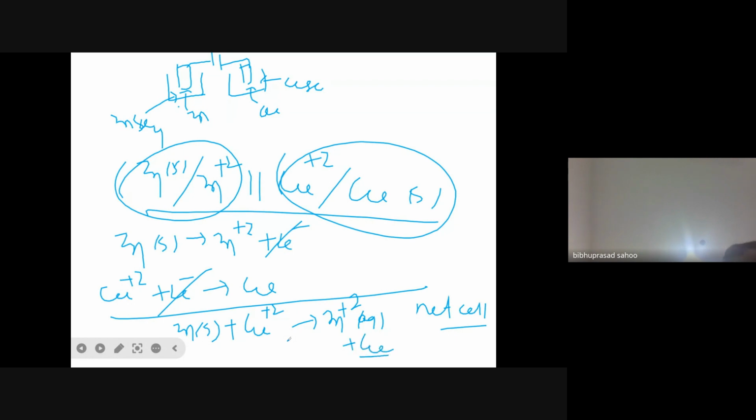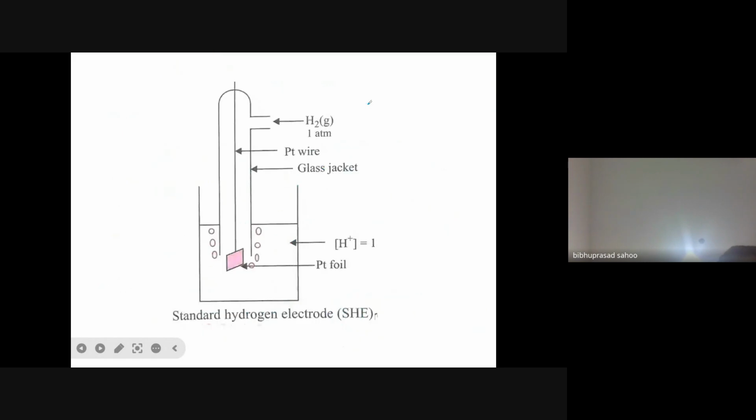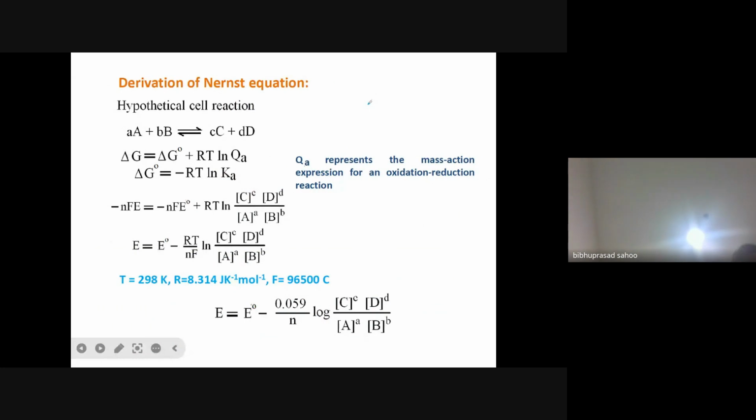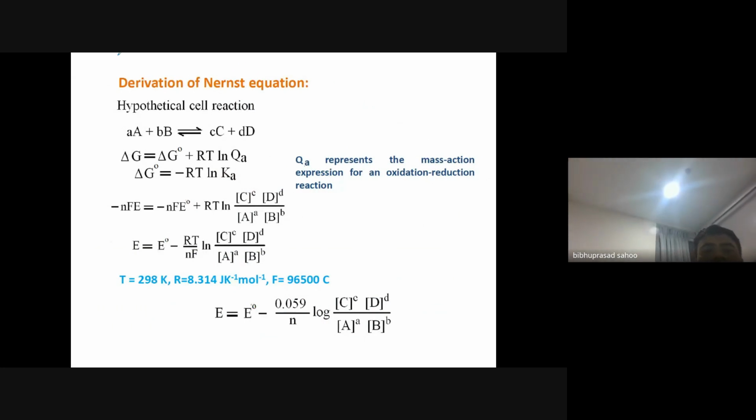Student, it is a reversible type of reaction. Let us consider a hypothetical cell reaction, aA plus bB gives cC plus dD. So here delta G is equal to delta G naught plus RT ln Q, as per the Van't Hoff reaction isotherm.